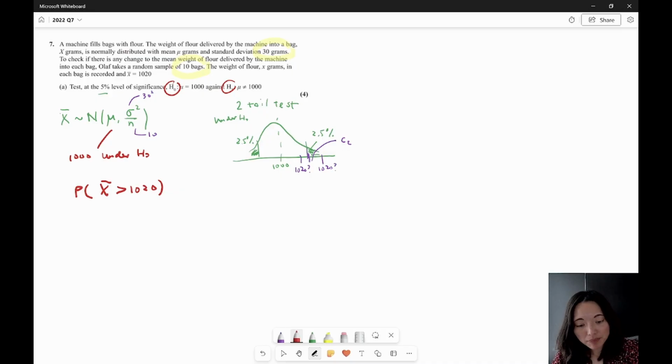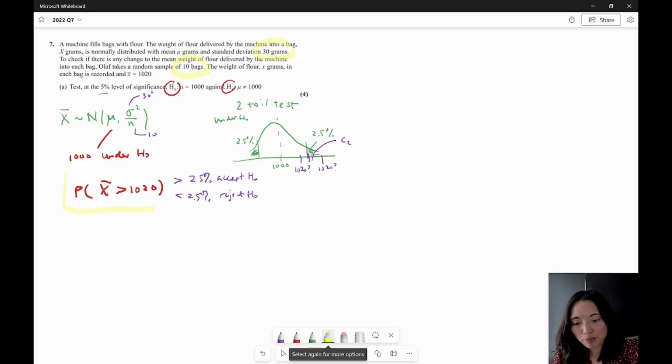If that probability is greater than 2.5%, then it's nothing special, so I can accept H0. But if that probability is less than 2.5%, then I think, the chances of me getting such a high mean is very, very low. It's within my critical region. Therefore, I would need to reject H0. So this is what I need to test.